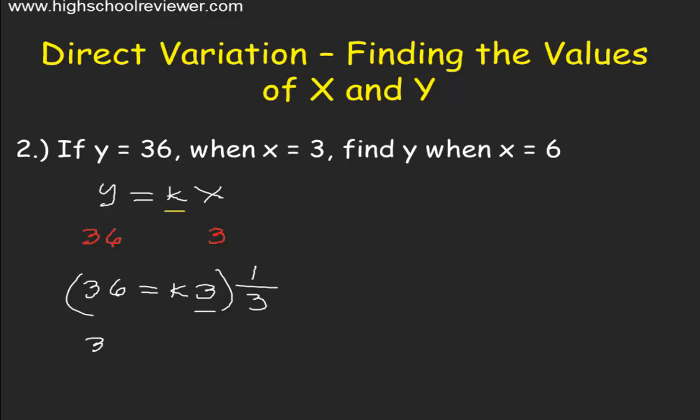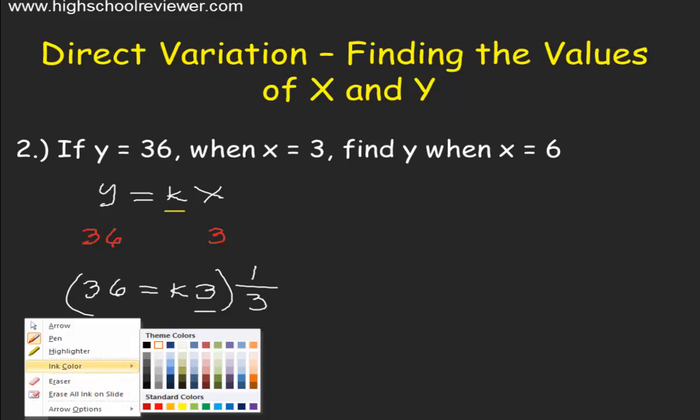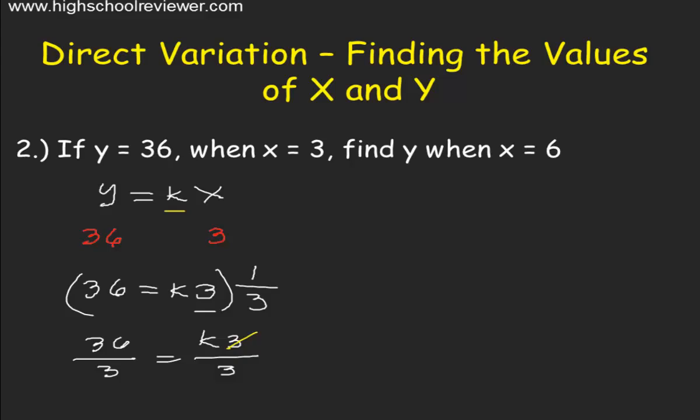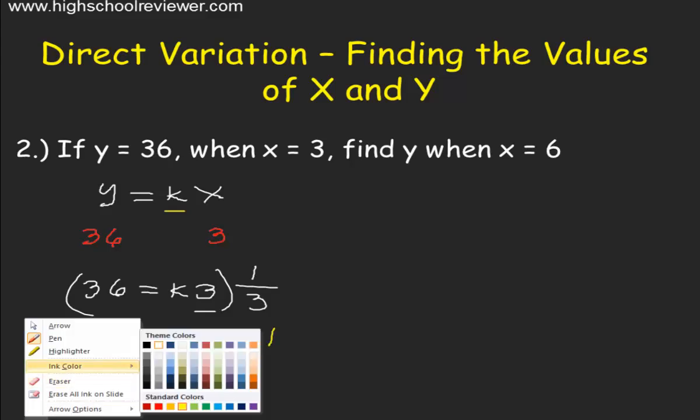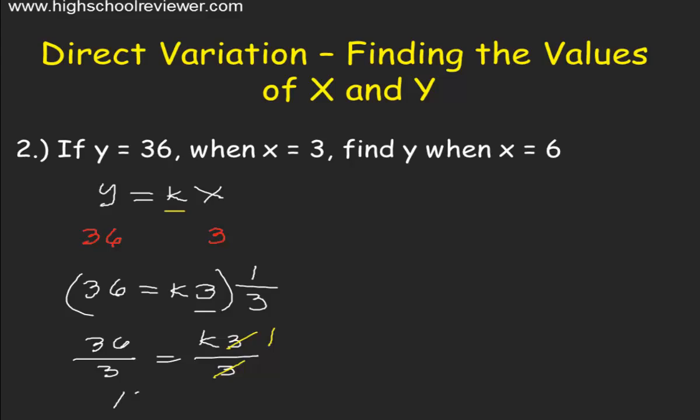So this will be 36 all over 3 and k times 3 all over 3. 3 divided by 3 is 1. And 36 divided by 3, that is 12. So k is equal to 12.